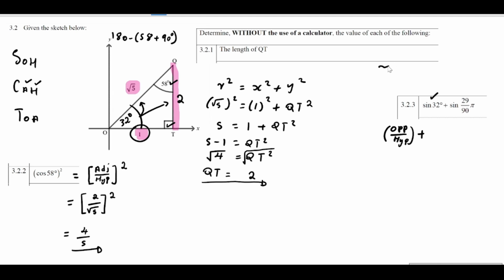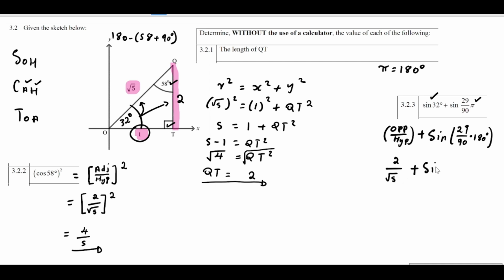Remember, what is pi? Pi equals 180 degrees. So wherever you see pi, just replace it by 180 degrees. Then you're going to get the correct angle. So you're going to have 29 divided by 90, multiply that by 180 degrees. Put this in the calculator alone. Okay, let's substitute here. Our opposite side is 2 divided by the hypotenuse, the square root of 5. We're done with this one.